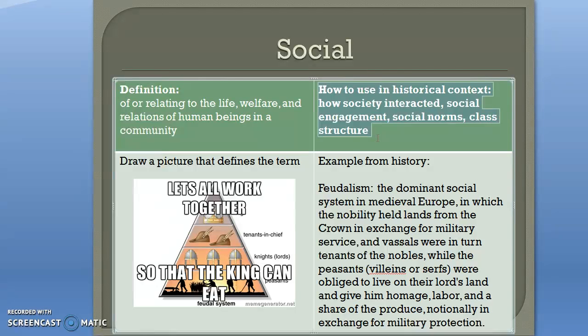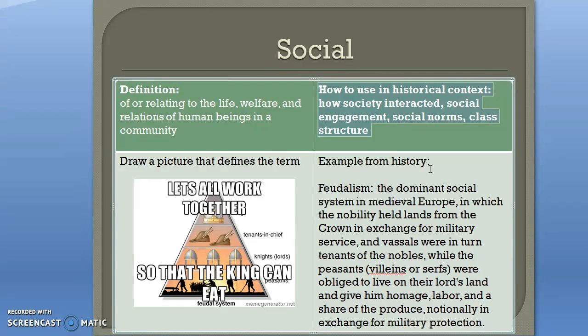For contemporary world issues, we'll be looking at social contract. For maybe your world history class, you'll be looking at hierarchies such as feudalism. You'll be looking at the rise of the middle class when you get to the Industrial Revolution. For contemporary world issues, we'll be looking at the dismantlement of the middle class with the Great Recession of 2008. So how to use social in historical context? You're looking at how society interacted, social engagements, social norms, and class structure.